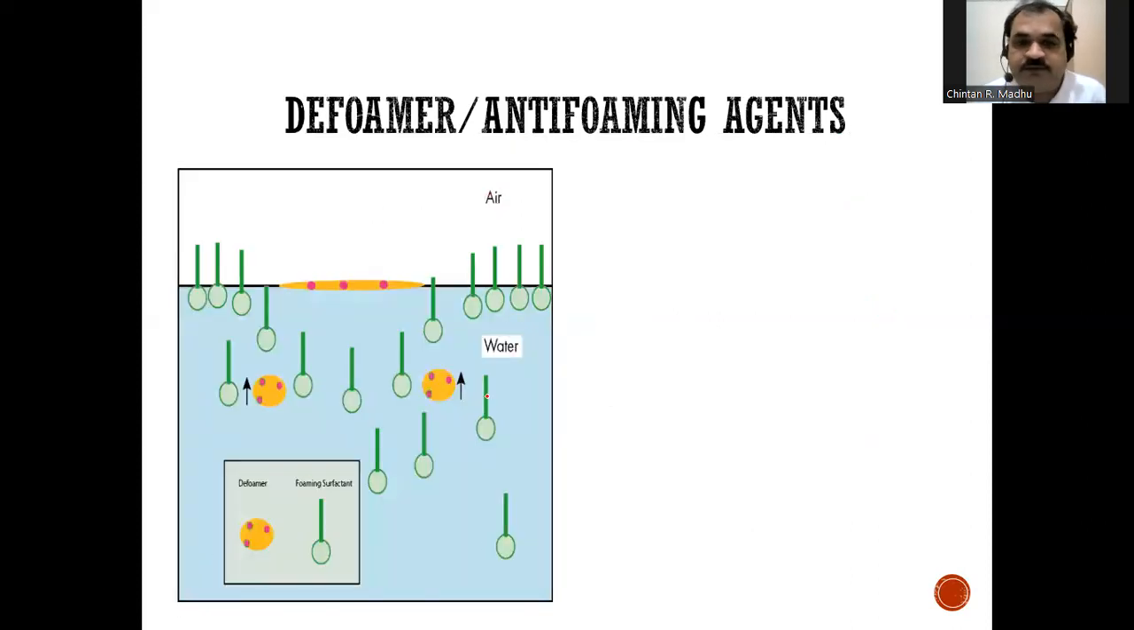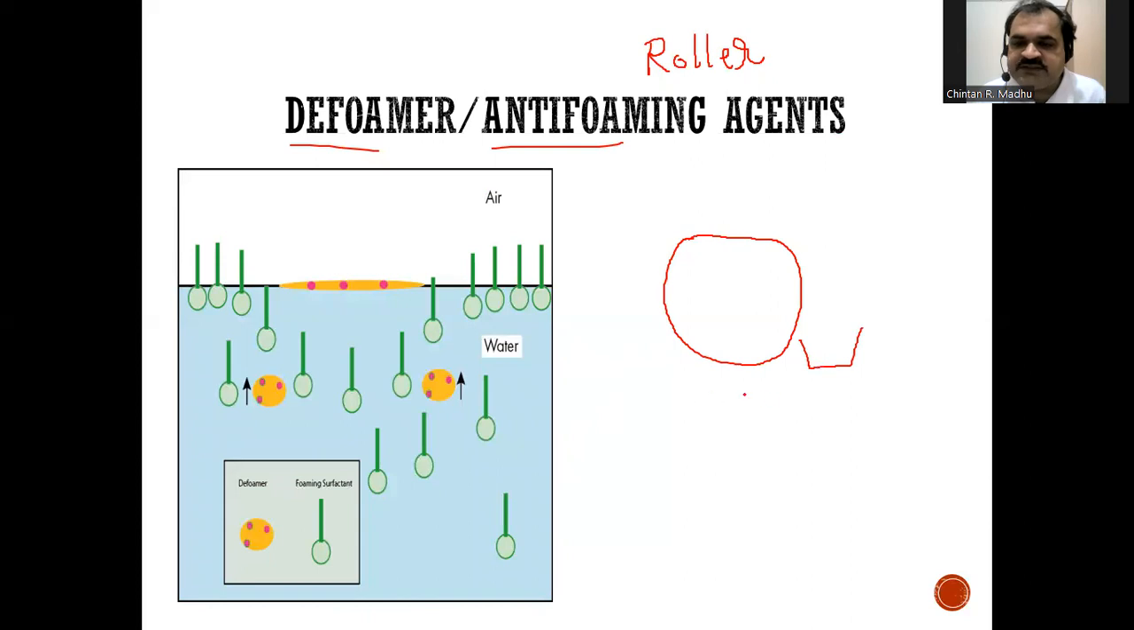Now let's talk about the deformer. Right now it is not that important, but when we look at the history of roller printing, deformer or anti-foaming agent was a most important chemical when industries were working with the roller printing machine. Now why? If we see that this is our roller printing machine, this is the main cylinder, which is also known as the membrane, and this is our color box, and the rollers are like here.